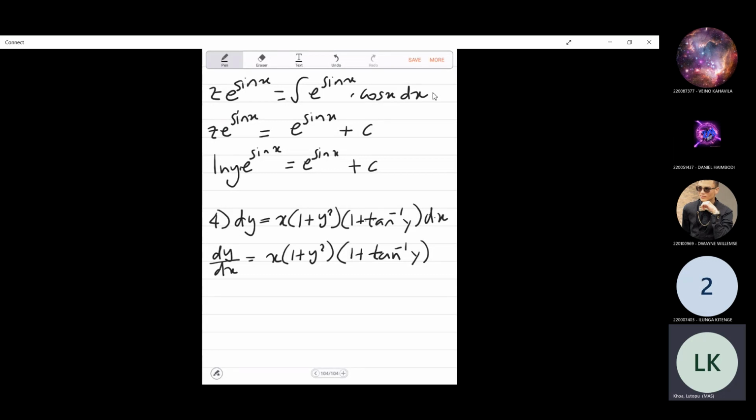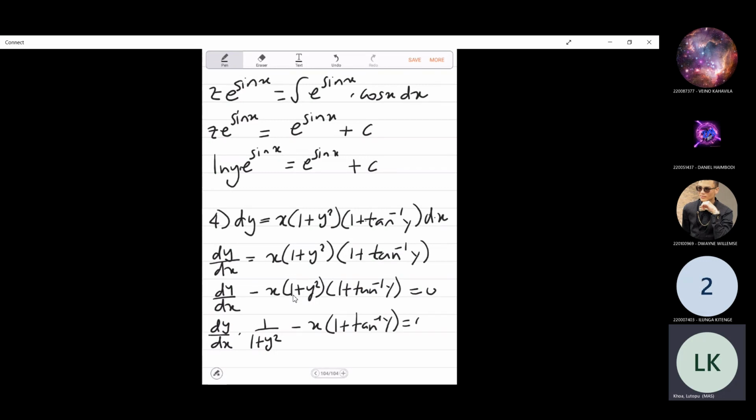Okay, everything can go to one side, so we have dy dx minus x times 1 plus y squared times 1 plus tan inverse of y. This is equal to 0. Okay, then we can divide by 1 plus y squared. So we have dy dx times 1 over 1 plus y squared minus x times 1 plus tan inverse of y. This is equal to 0.